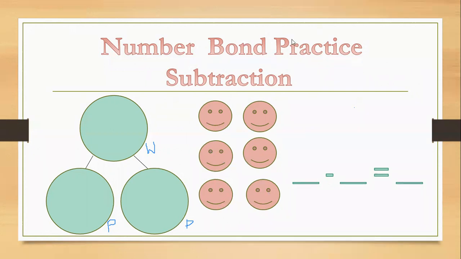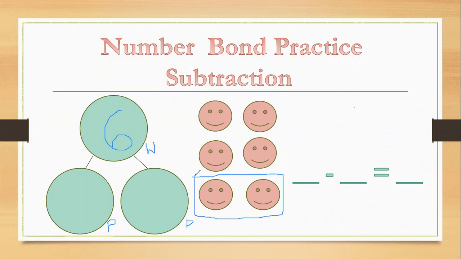So remind me, where am I going to put my number 6? My total. Right in the circle that's all by itself right here. So I have 6 smiley faces all together. So for subtraction, we know the total. We know the largest number. So what I'm going to do is I'm going to take away, remember subtraction, we are taking away from the total. I am going to take away 2 smiley faces.